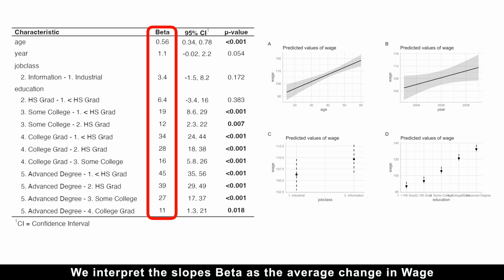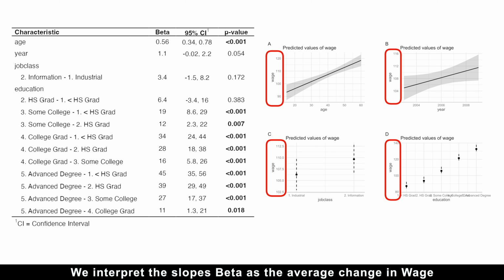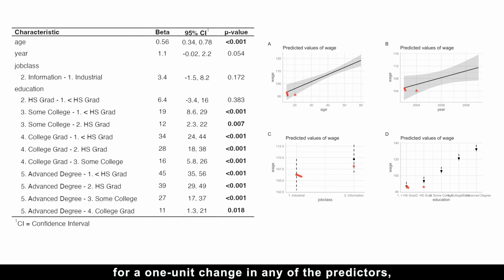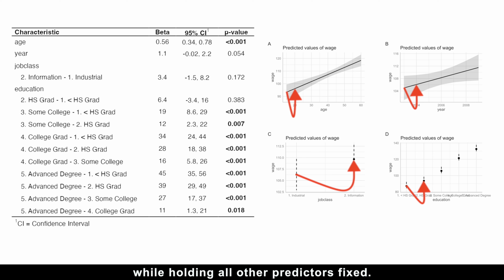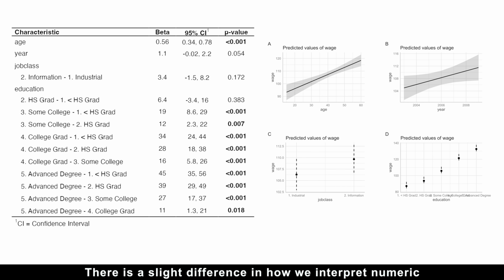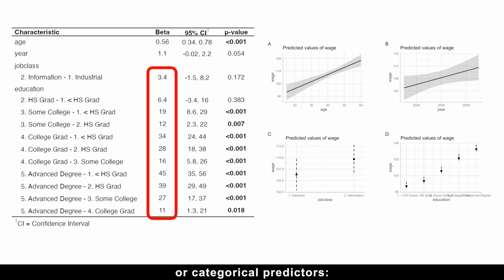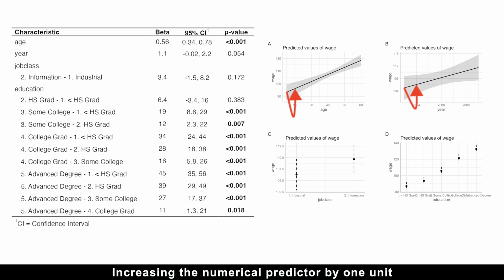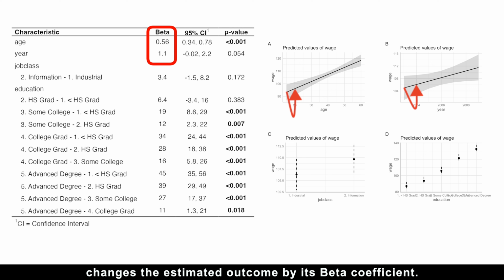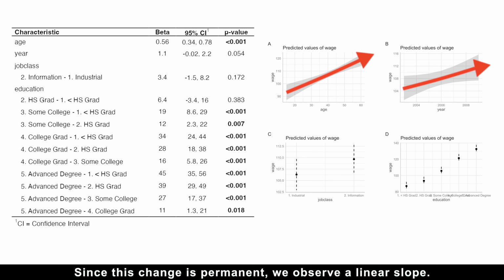We interpret the slopes beta as the average change in wage for a 1-unit change in any of the predictors, while holding all other predictors fixed. There is a slight difference in how we interpret numeric or categorical predictors. Increasing the numeric predictor by 1 unit changes the estimated outcome by its beta coefficient. Since this change is permanent, we observe a linear slope.